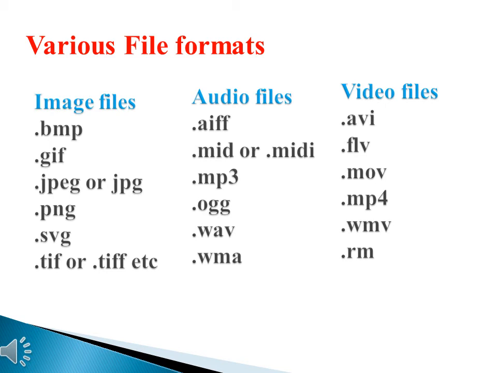Next is the audio file format. In that it may be .aiff, .mid or .midi, .mp3, .ogg, .wav or .wma. These are the different audio file formats. Next is the video file format. There may be .avi, .flv, .mov, .mp4, .wmv or .rm. These are the different video file formats.